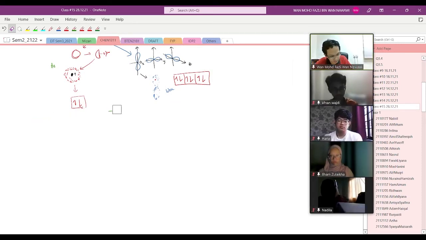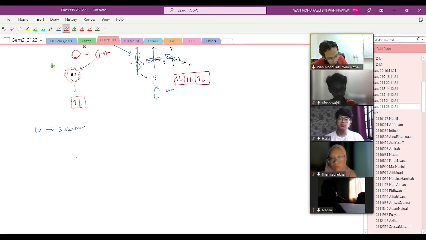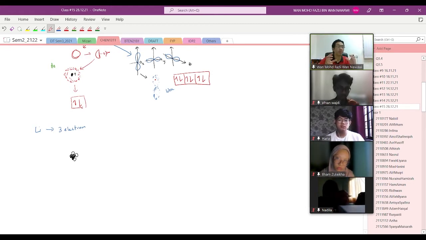Let me put here. For example, lithium: you have 3 electrons. In the middle you have the protons, and also 3 neutrons, because the number of protons and electrons need to be equal in order for the element to be neutral.